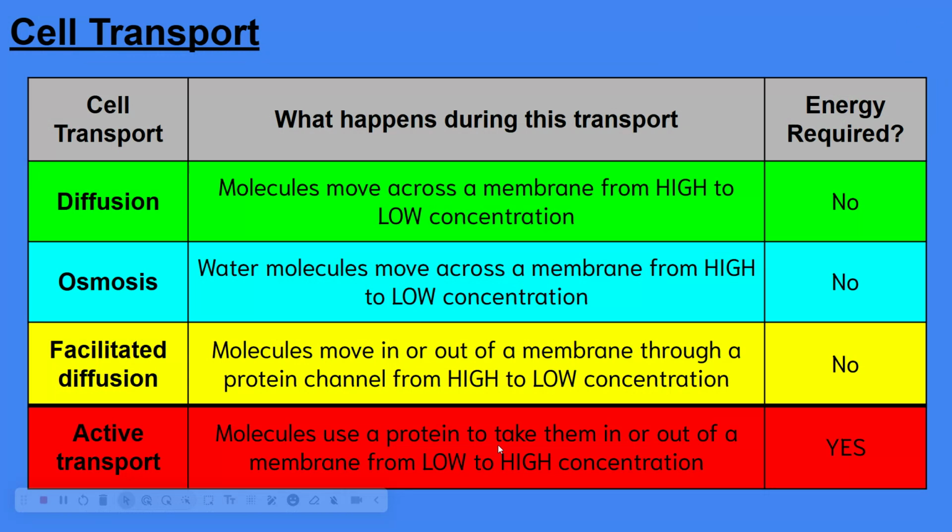Cell transport has to do with our cell membranes and the different molecules that are needed within the cell. There are 3 types of passive cell transport, which are diffusion, osmosis, and facilitated diffusion. In diffusion, molecules move across the membrane from high to low concentration. Again, they're moving with the gradient, going from high to low, which means it's a lot easier. Energy isn't required. The molecules are just naturally going to spread out.